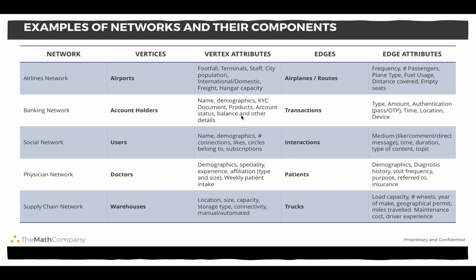But this is not the only network. We have banking networks, and within a bank we could consider the account holders as the vertices. And then the information related to that: we have name, demographic, I don't know, different documents, the account status, balance, all these details. And edges indicate the transactions. If there is money transfer between two different customers all the time, that could also indicate the attributes of the edges.